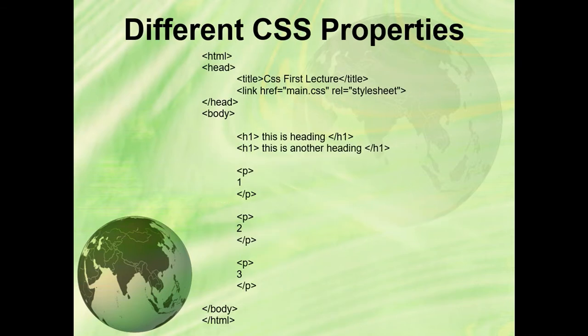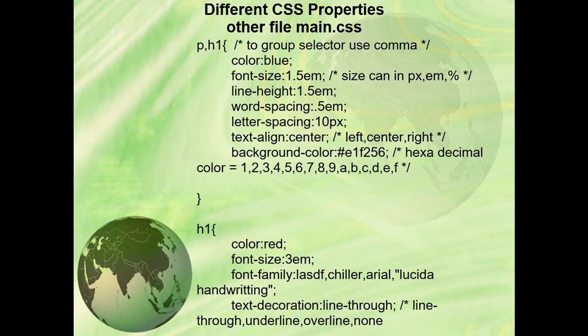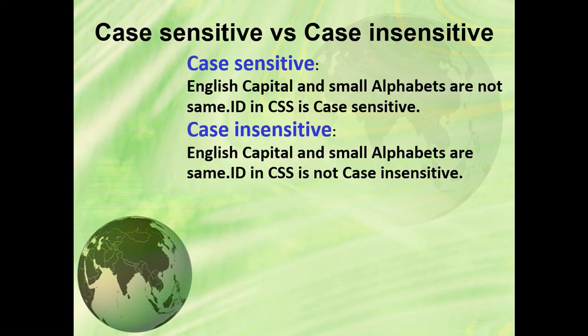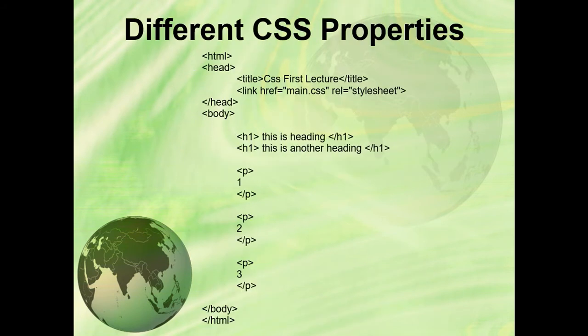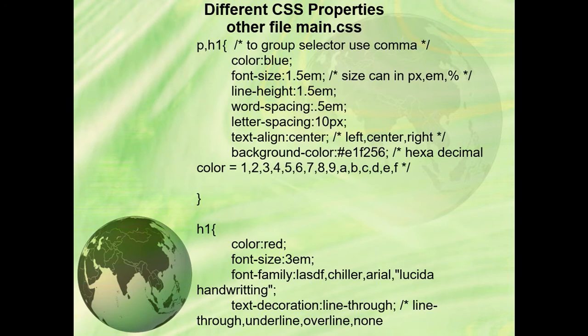But our practical is what? Different CSS properties. What is this? Different CSS properties and how to use them. Okay, today is our practical lecture. I have discussed CSS selectors. What is a selector? CSS ID. What is an ID? CSS different selector properties. Okay, and now I'll discuss different CSS other properties.